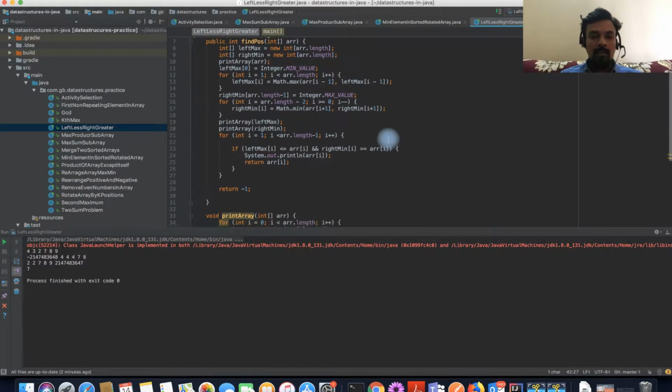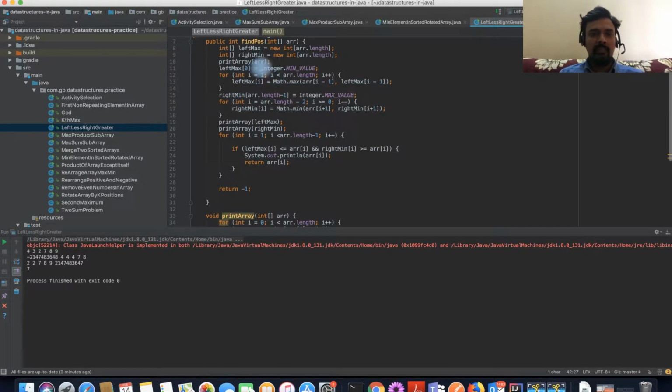For this problem we have to think a little differently. We need to find the left max and the right min, and find the intersection point such that the left max is less than the array element and the right min is greater than the array element. That is the element from which all the elements towards its right are greater and all the elements towards its left are smaller. So let's see how we find the left max.